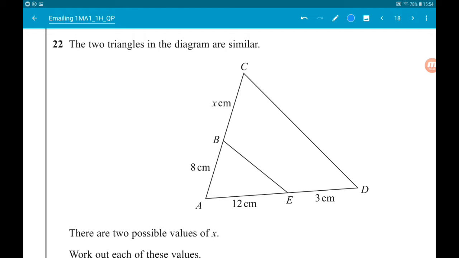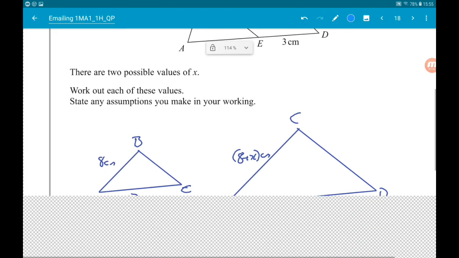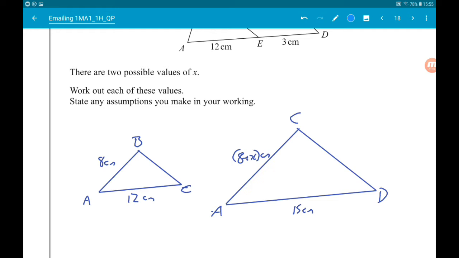We want to work out each of these values, and we want to state any assumptions that you make in your working. Okay, so the reason that there are two solutions for x is that we don't know whether the side AC corresponds to the length AB or AE. So those are our two possibilities. Now we're going to go through each case separately.